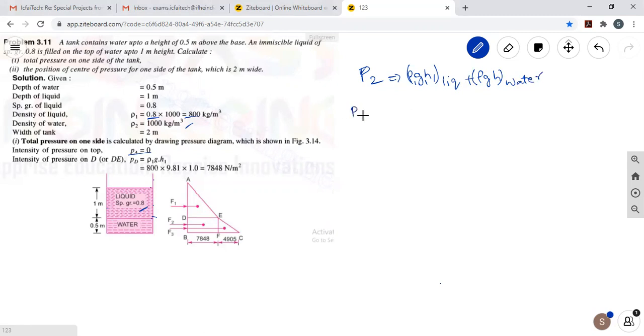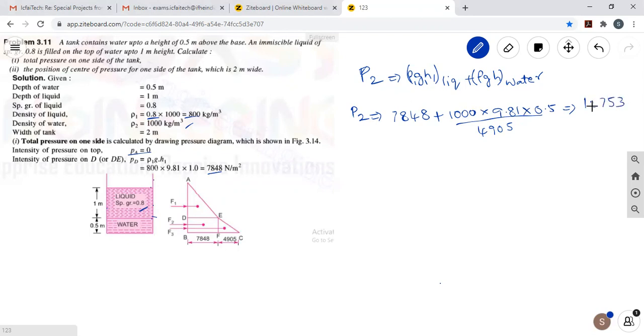Now P2 equals this. Already we have calculated rho g H1, which comes out to be 7848. Plus now rho of water is 1000, into gravity 9.81, into height, which is 0.5 meters. If we calculate, this value comes out to be 4905. If we add 4905 and 7848, this comes out to be 12753.